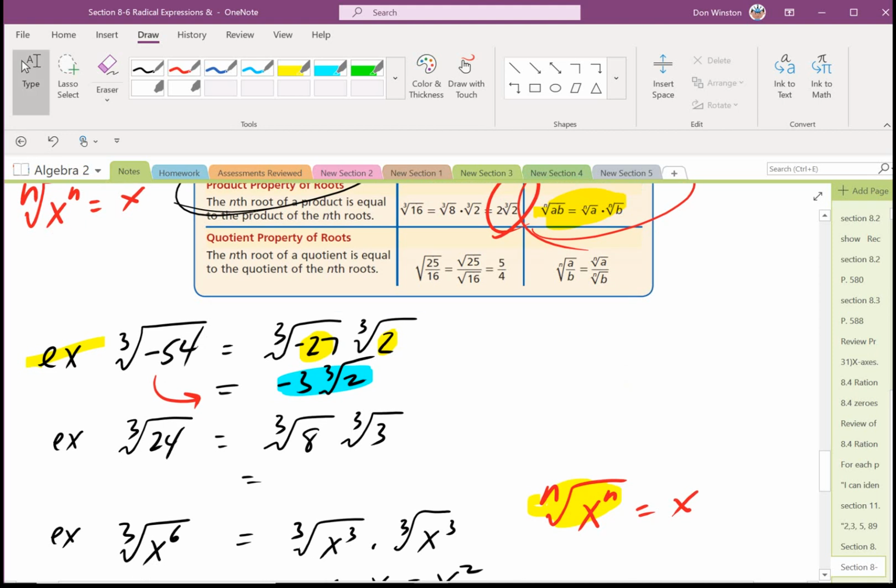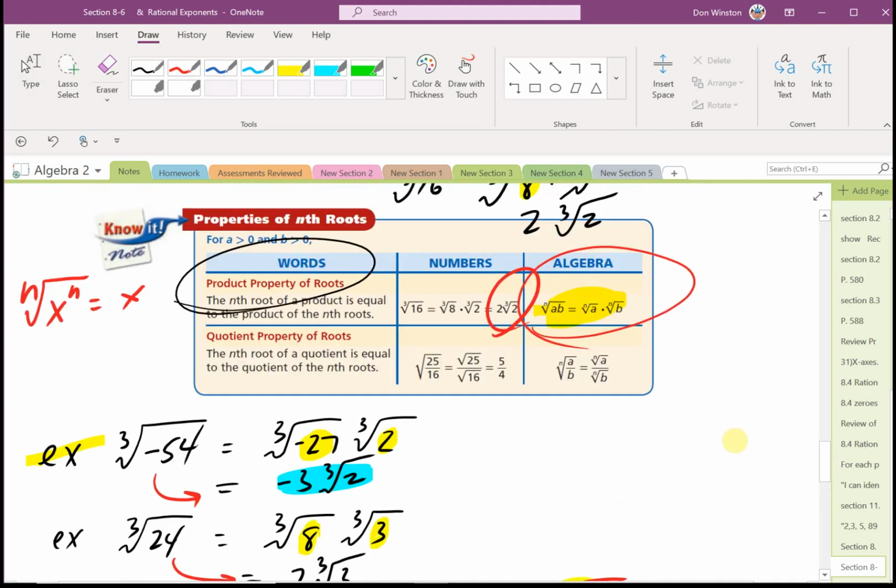Let's look at the next example, the cube root of negative 24. Again, I'm going to choose the largest perfect cube factor of 24. The largest perfect cube factor of 24 is 8, and 8 times 3 gives me 24. I know that the cube root of 8 is 2, so this would be 2, and what's left over is the cube root of 3. So the cube root of 24 simplified is 2 times the cube root of 3.